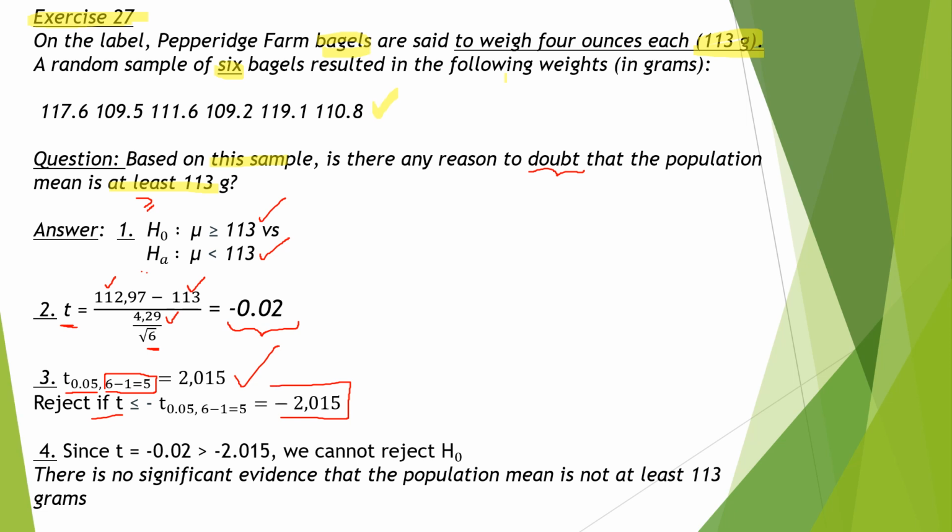And because remember we're dealing with negatives, negative 0.02 is greater than negative 2.015, so we cannot reject the null hypothesis. Hence, there is no significant evidence that the population mean is not at least 113. So we cannot reject the null hypothesis. And yeah, that's it. Thanks.